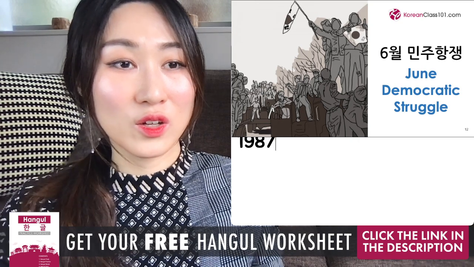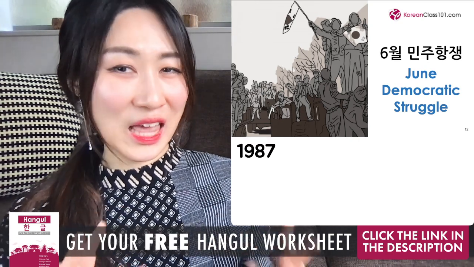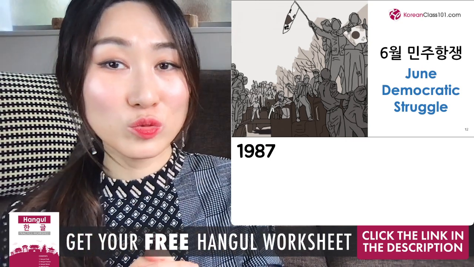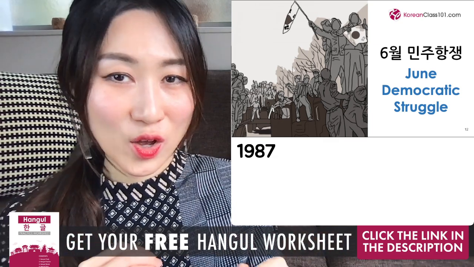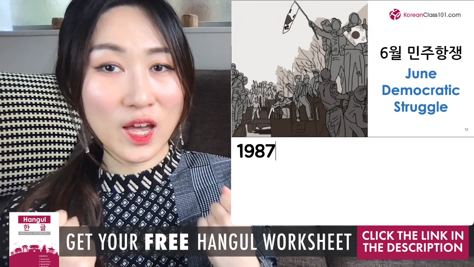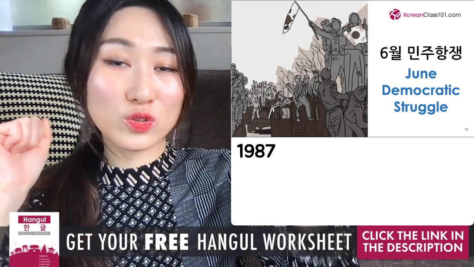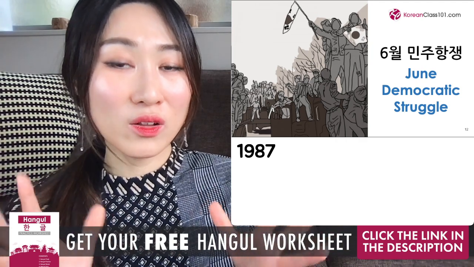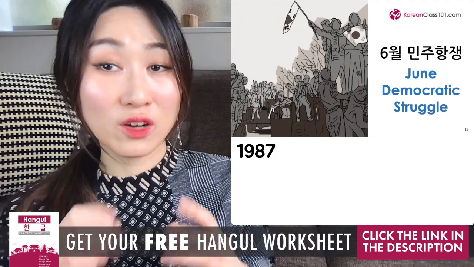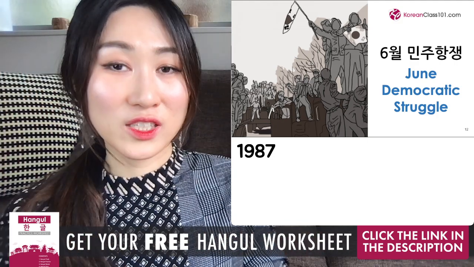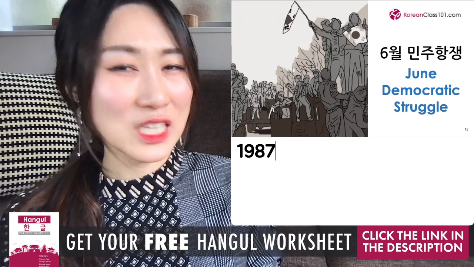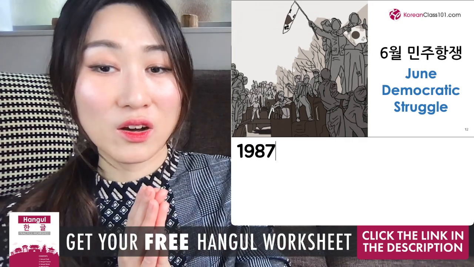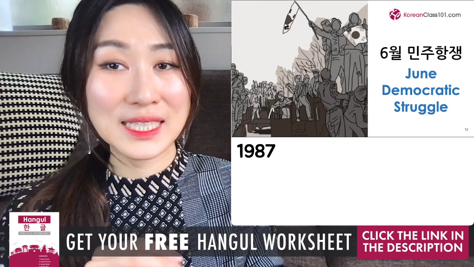1987. We had lots of dictators, or presidents who became president after a coup d'etat. So Korean people were eager to have democracy, and that's why they went to the street and protested on June 10th. Especially a lot of university students led this protest. A lot of people sacrificed themselves, a lot of people passed away during this struggle. That's why we still commemorate them in June.